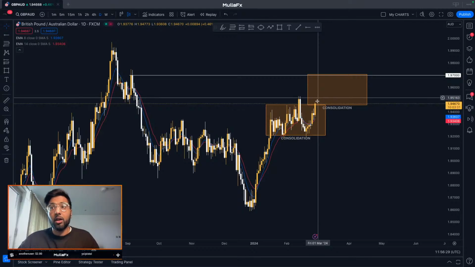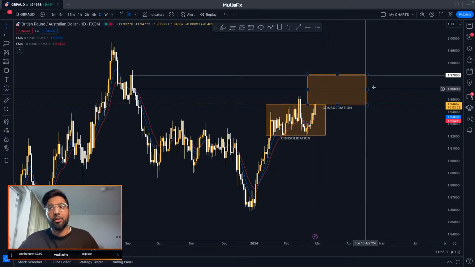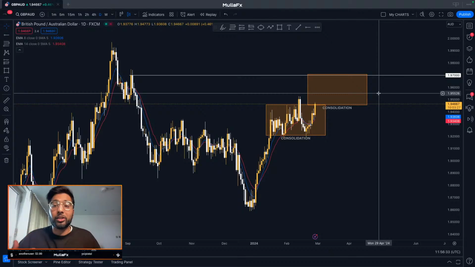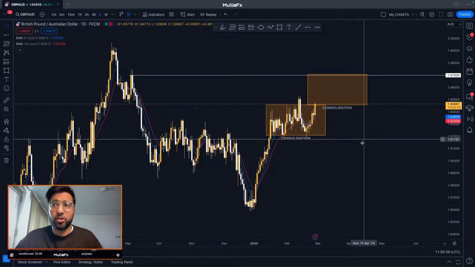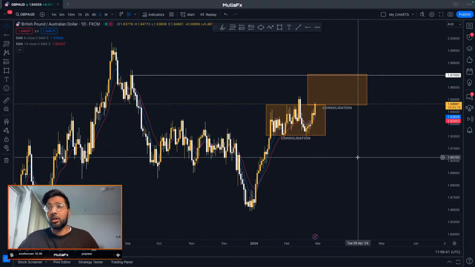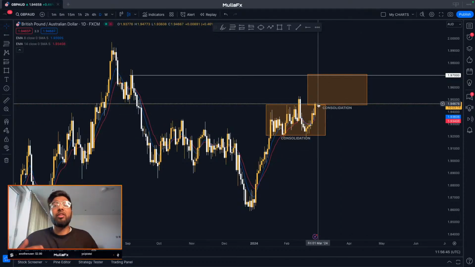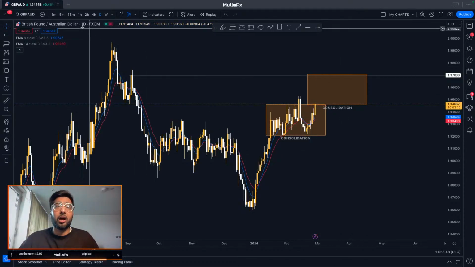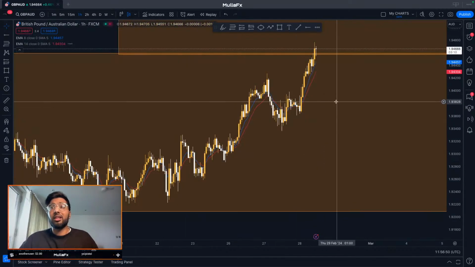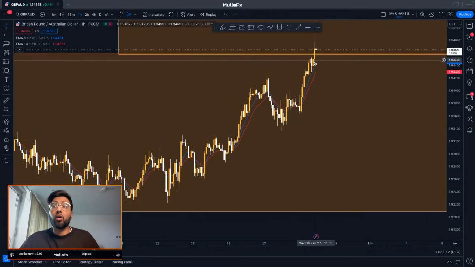And for a break, more than likely it could take another month. So this is just for my swing traders. If you are trading GBPAUD, we are targeting the 1.97. If you're an intraday trader, a day trader, or a scalper, you might want to scale in and just be very bullish.